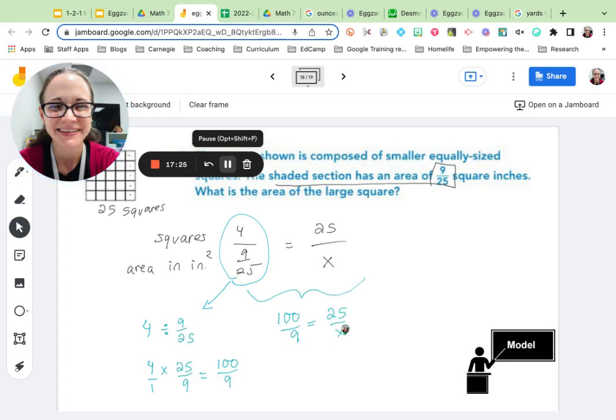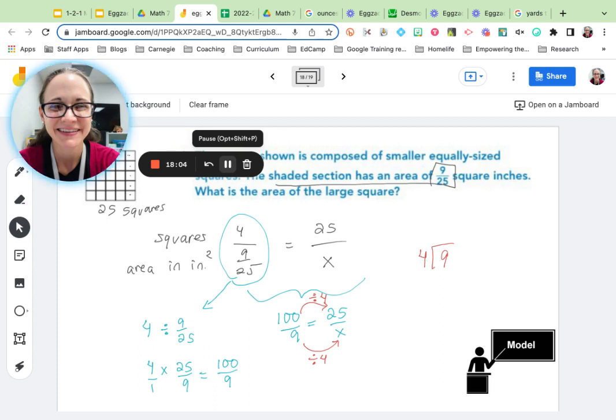Much better. What that allows me to do is rewrite my proportion. And instead of writing 4 over 9 over 25, I can just write 100 over 9, because 4 divided by 9/25 is equal to 100 over 9. So now I have 100 over 9 equals 25 over x. And I know that I can use some simple multiplication and division to solve for x here. 100 divided by 4 is equal to 25. Therefore, 9 divided by 4 must be equal to x, or the area in square inches.